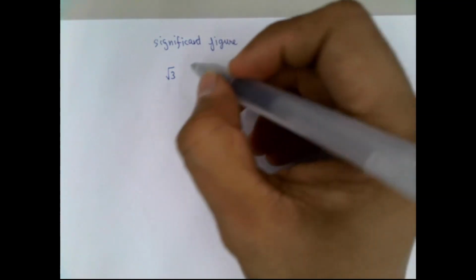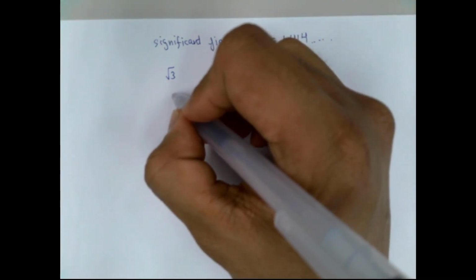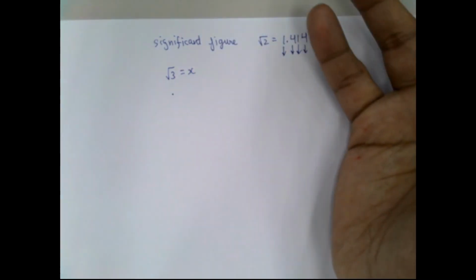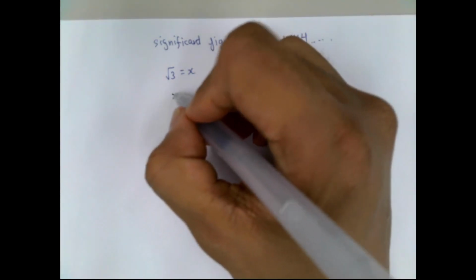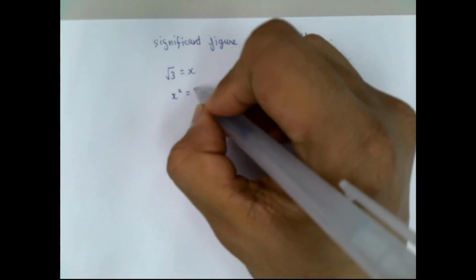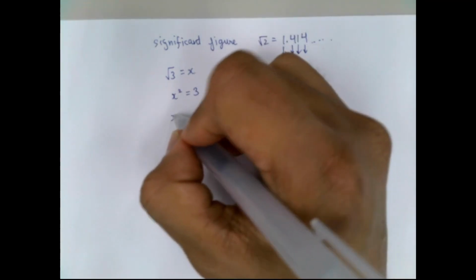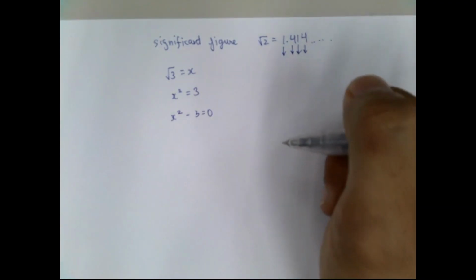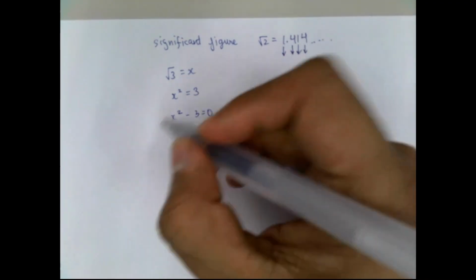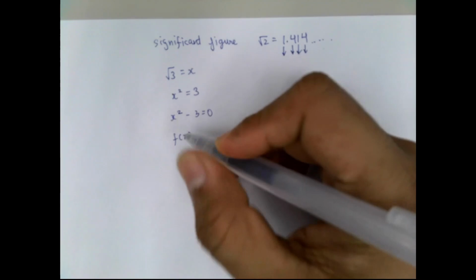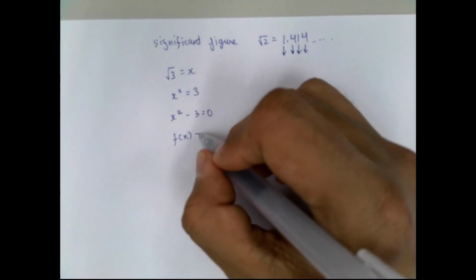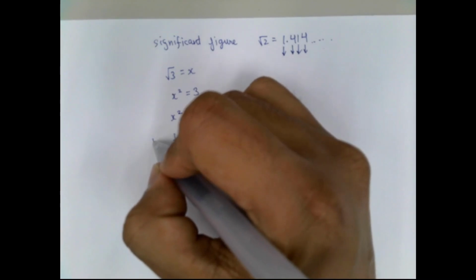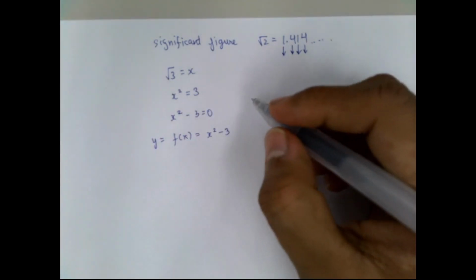For that we say that the square root of 3 is equal to a number, let's say a variable x. If we square both sides, then it gives us x squared equals 3. Taking the 3 to one side, it is equal to 0. Now we can say that this is a function of x. We can define it as x squared minus 3. We can also call it y is equal to f of x.